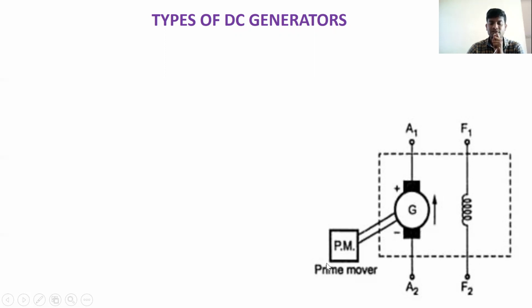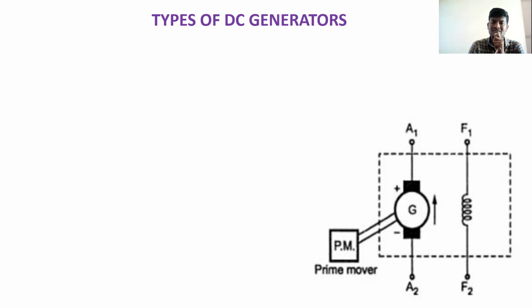What is the importance of the prime mover? We need to provide the mechanical energy to the generator. In this generator, they produce the magnetic field. To produce the magnetic field, we initially energize the field winding. How do we energize the field winding? We provide the supply to the field winding.